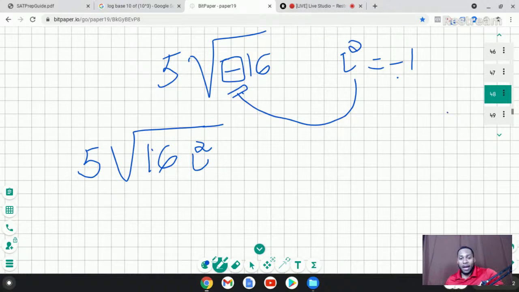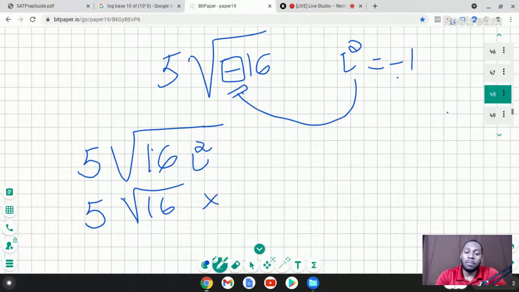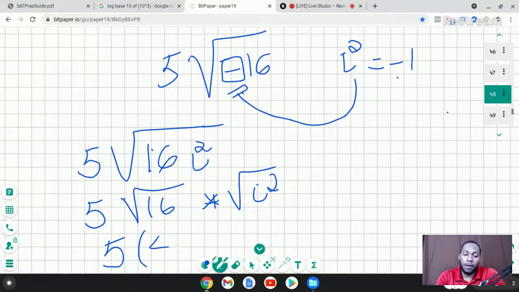Now, how do you take the square root of this? 5 times the square root of 16 multiplied by the square root of I squared. The square root of 16 is 4, and the square root of I squared is I in this case, so we get 20I.